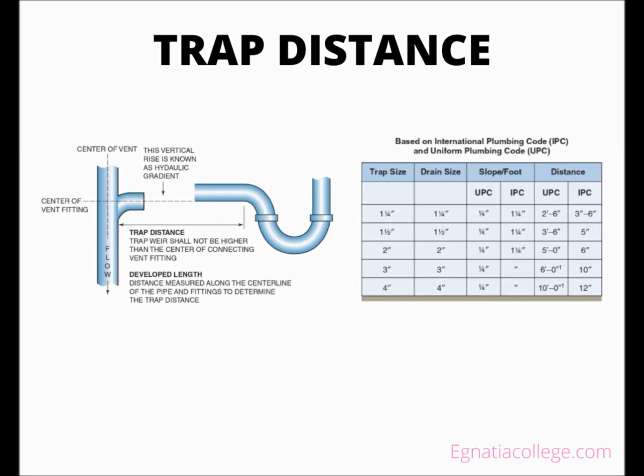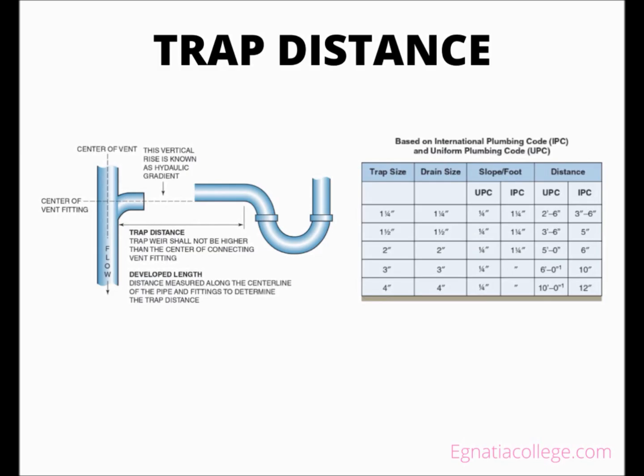A code book has a chart indicating the maximum distance. The IPC and UPC differ pertaining to the trap distances. The IPC allows for greater distances on all pipe sizes, while the UPC limits distances and also does not allow for this chart to relate to a water closet, toilet. The horizontal fixture drain extending from the vent to the trap is also known as a waste arm, trap arm.